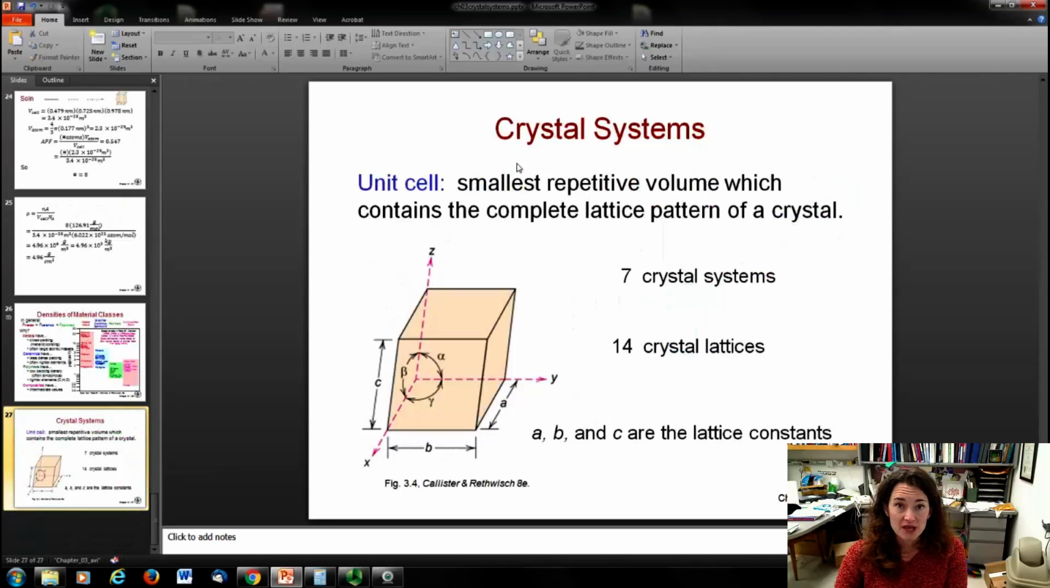Okay, so in the next lecture, we're going to be talking more about crystal systems, about the unit cells. Remember that I defined it for you already. The unit cell is the smallest repetitive volume which contains the complete lattice pattern of a crystal. And then you set them right next to each other, and you have your crystalline structure. So there are 7 crystal systems, there are 14 different crystalline lattices, and a, b, and c here are your lattice constants. We're going to be talking more about how the crystal systems work with their notation and how you use them in the next chapter.